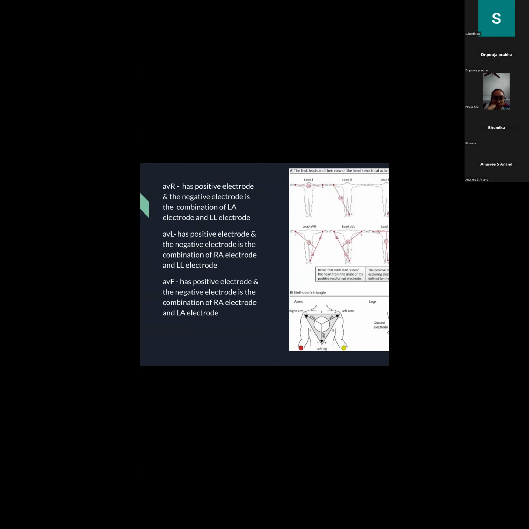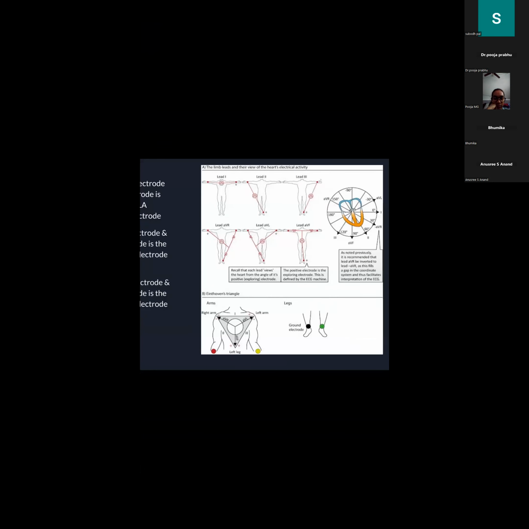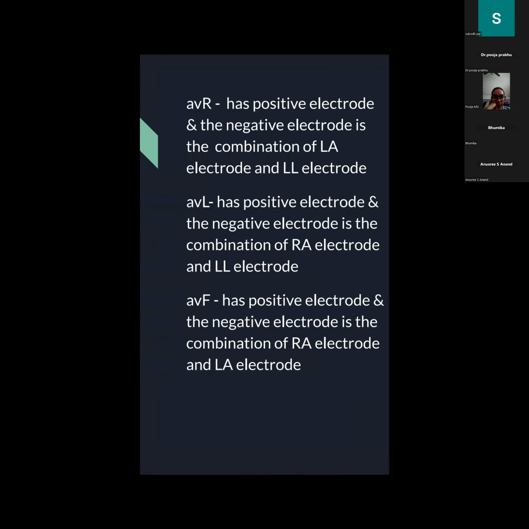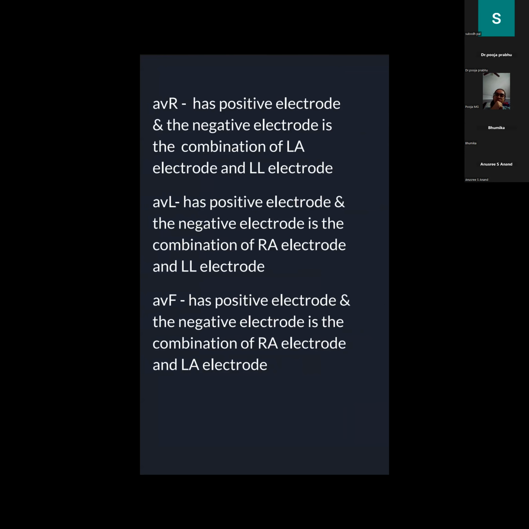Coming to this part, remember how the leads are placed in Einthoven's triangle? That is lead 1, lead 2 and lead 3. Similarly, these augmented leads are also placed in the same manner. Now, AVR. If we consider that AVR has the positive electrode, then what will be the negative electrode? The negative electrode will be the average potential difference between the electrodes placed on the left arm and left leg.